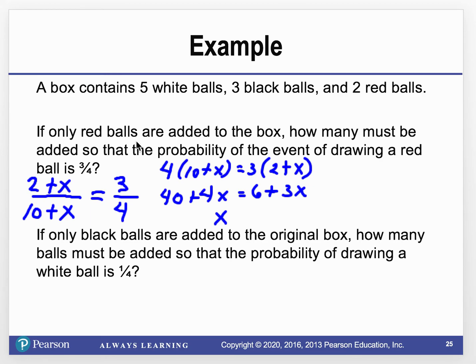Only red balls are added to the box. Okay, we've got 10 balls. We want the probability of drawing a red ball to be 3/4. Look what I did. I didn't really cross multiply. All right, let's change this up.